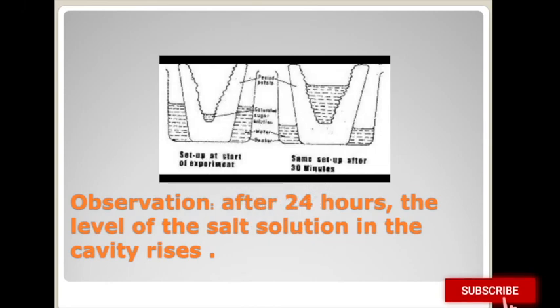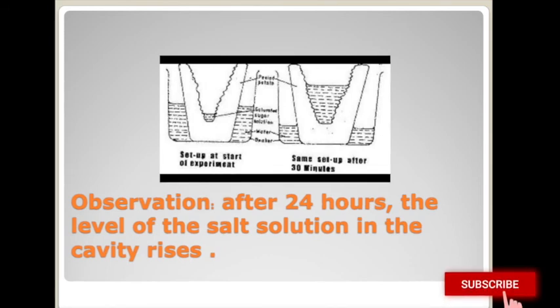This is what is going to happen after 24 hours. Looking at the diagram, the left is the beginning of the experiment, and the right is the end of the experiment. On the left, we have the concentrated solution in the yam cup. Look at the level of it, and then the level of the water in the beaker.